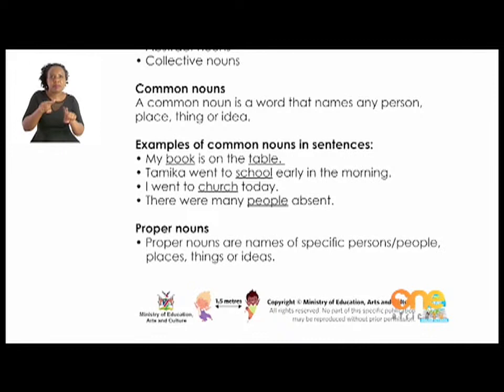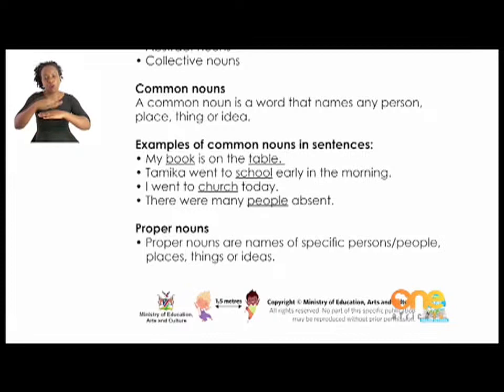Examples of common nouns in sentences: my book is on the table. So the words book and table, those which are underlined, are the common nouns. My book is on the table. Book and table are common nouns.